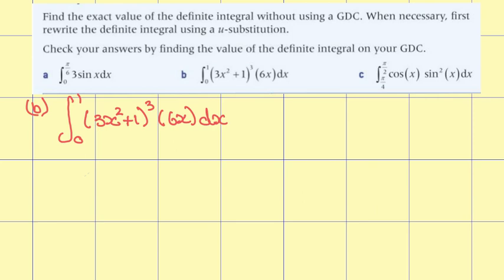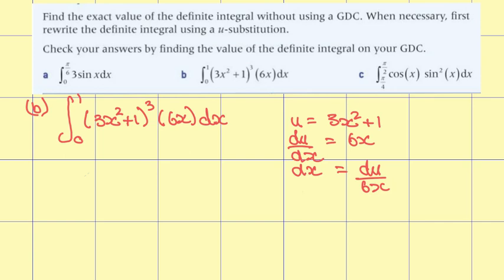Part B. We're going to integrate the function (3x squared plus 1) to the power of 3 times 6x dx between the limits 0 and 1. We're going to use the substitution u equals 3x squared plus 1. So we'll differentiate u, getting du over dx equals 6x. Rearrange to find dx. So dx equals du over 6x.